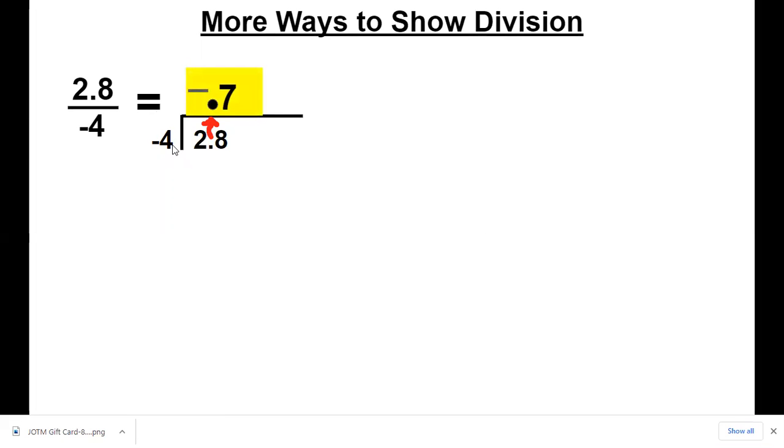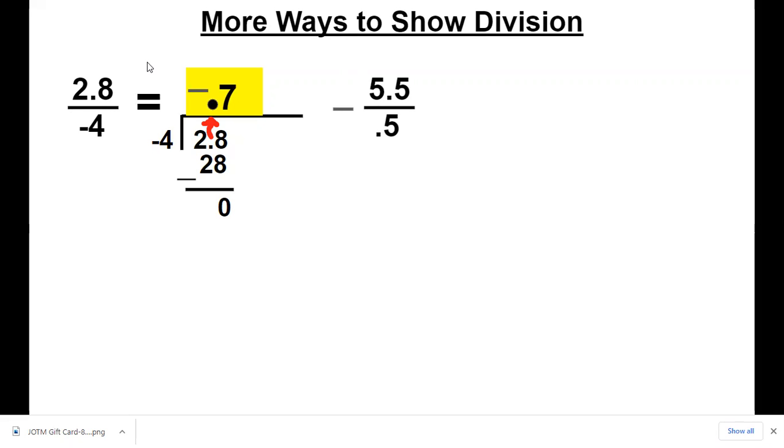And then I say how many 4s go into 28. I pretend like the decimal isn't there after I stick it on the top there. I just pretend it's not there. 4 times 7 gives me 28. 28 minus 28 gives me 0. And my answer we said was going to be negative because they're different signs. So negative 0.7 is the answer. Yay. Okay. Let's do the next one.